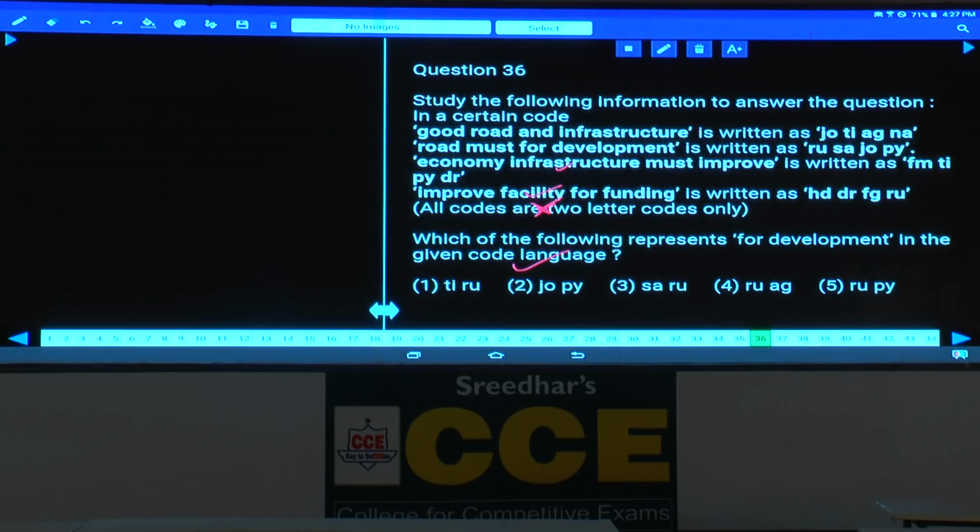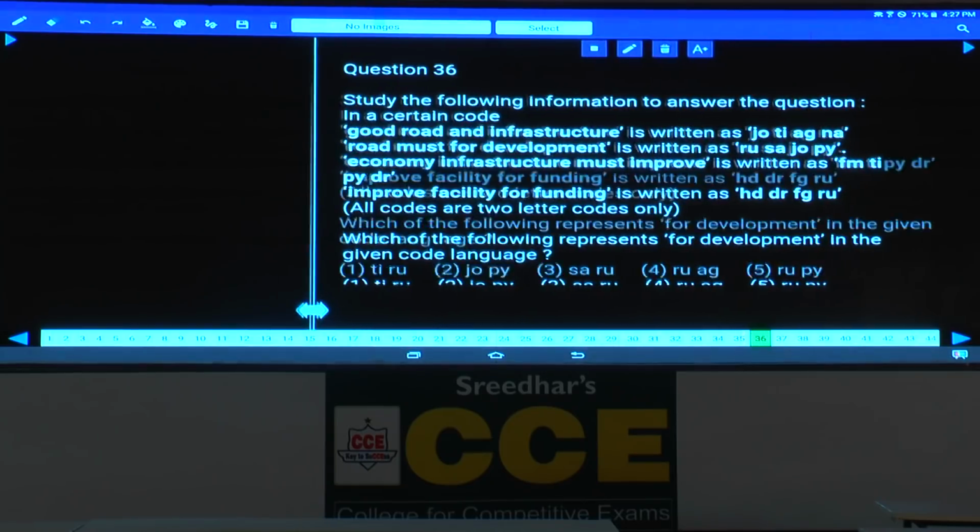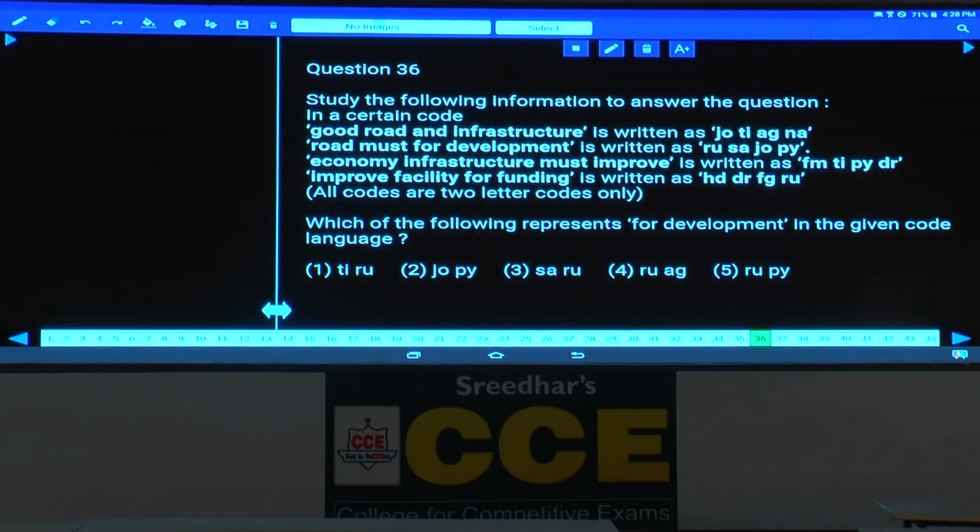Then 36 to 40. In this 36 to 40, it comes under which category? Coding and decoding. Now the first two statements, if you compare, good road and infrastructure, road must for development. What is the word which is common between these two? Road is the word which is common. And what is the code common here? JO. The code to the word road is JO. Only one word is common and only one code is common. Then compare the first and the third.